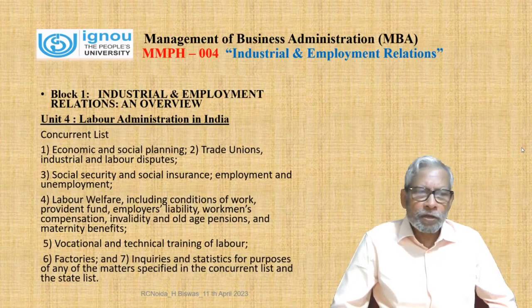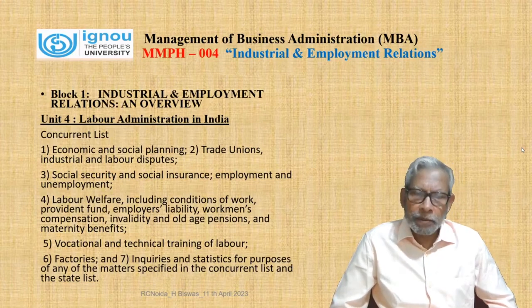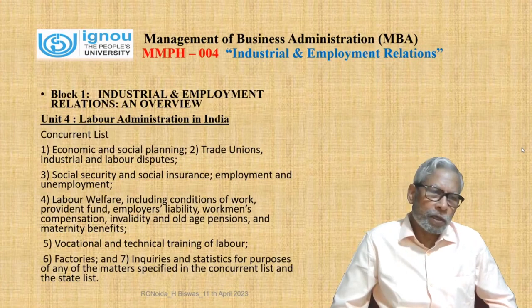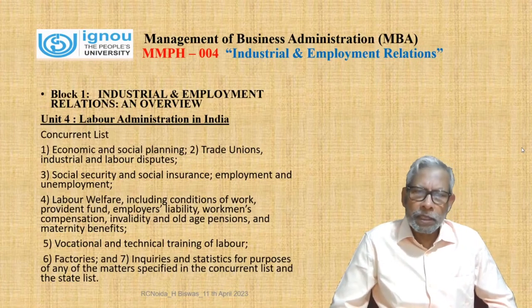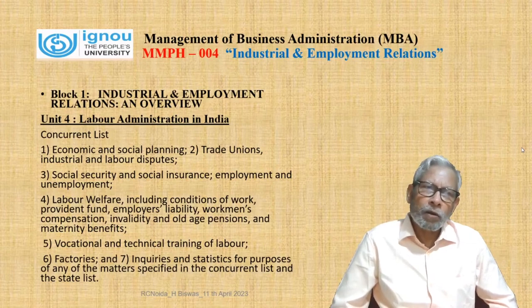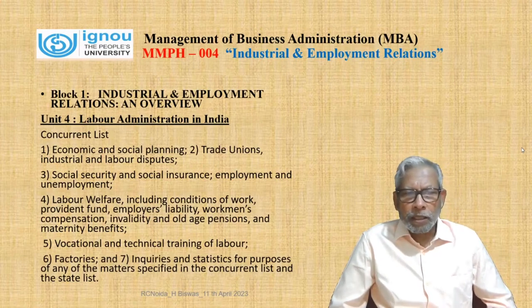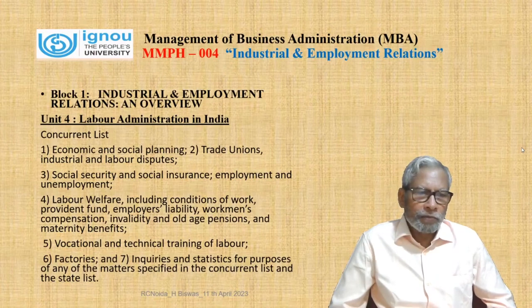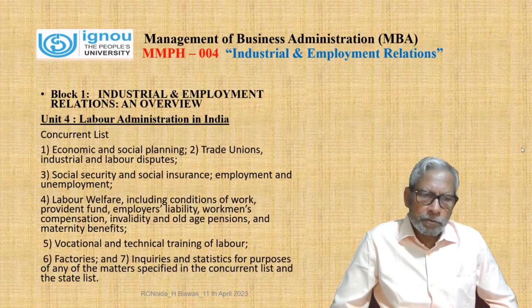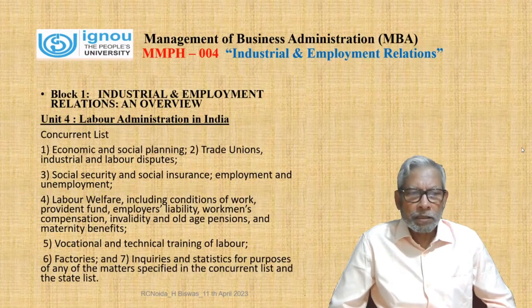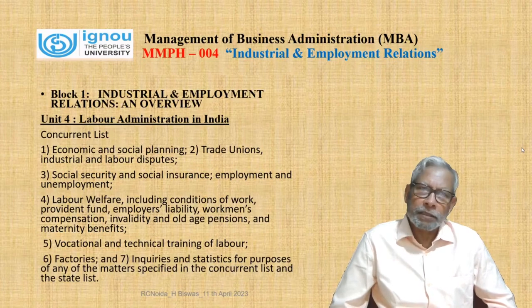Then five is the vocational and technical training of the labor. As I told you, something is also going to be there concurrently. Then factories, and the inquiries and statistics for the purposes of any of the matters specified in the concurrent list and the state list.